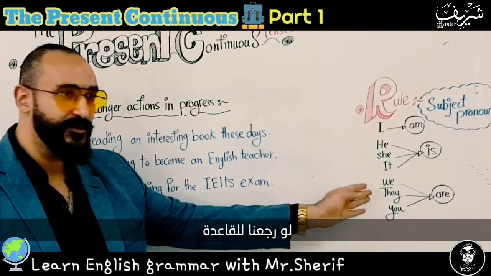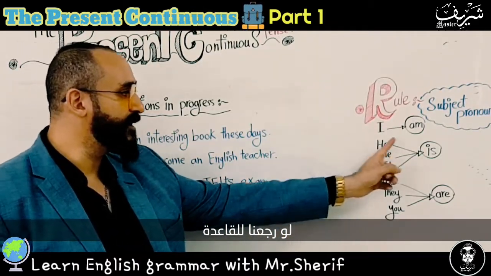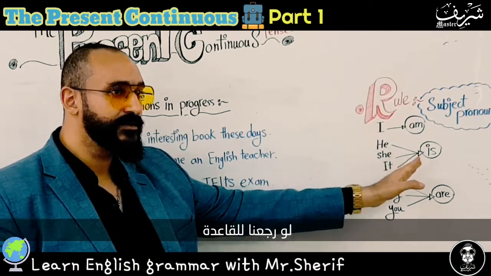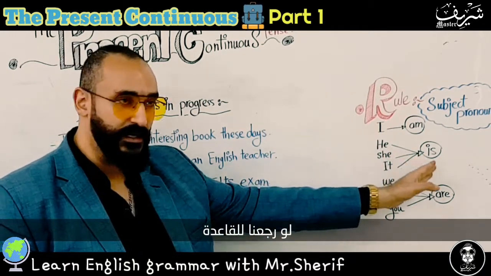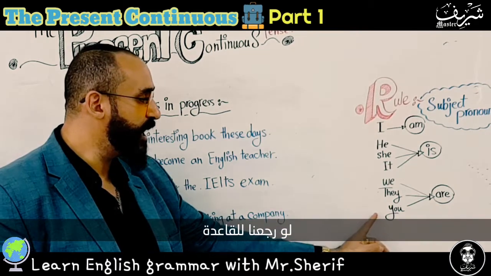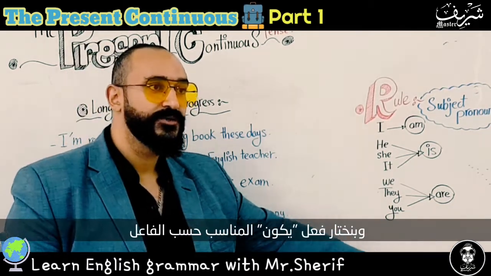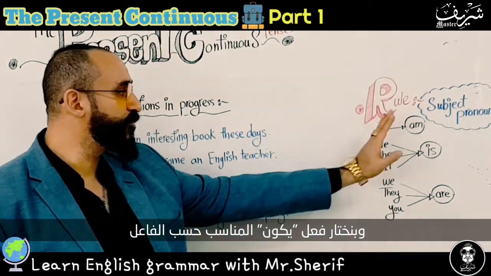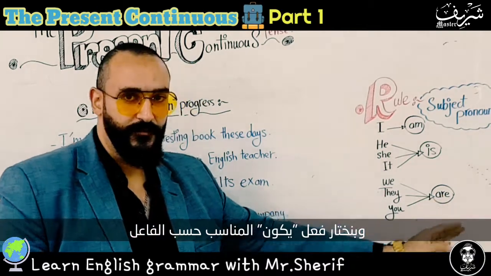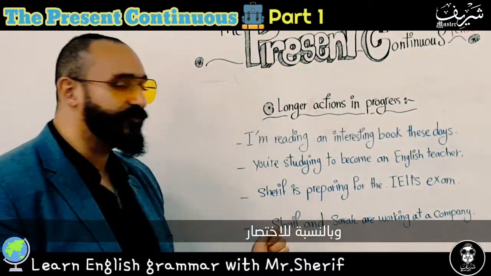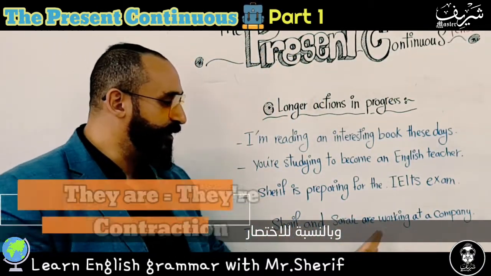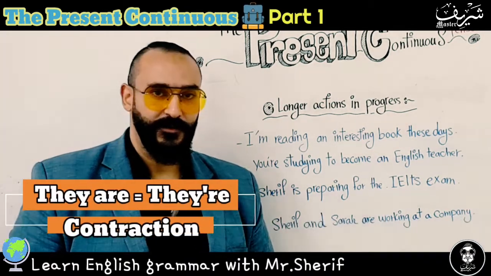So getting back to the rule, as we can say I am, he is, she, it is, we, they, and you are. So we also choose the proper be verb with them. And also for the contracted form, we can say they're working at a company.